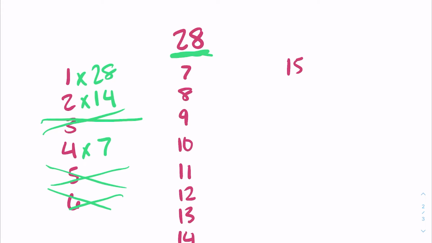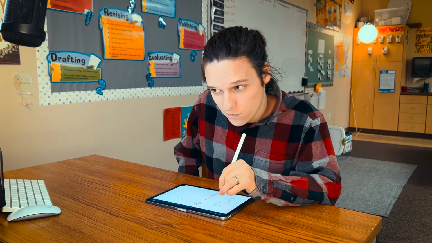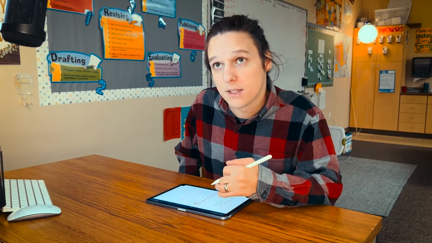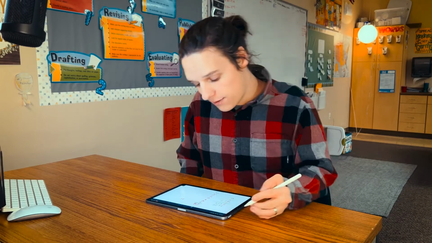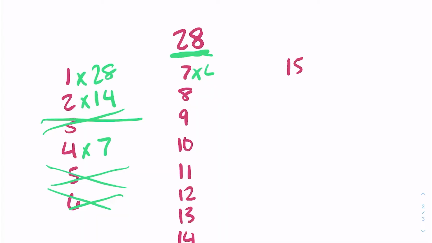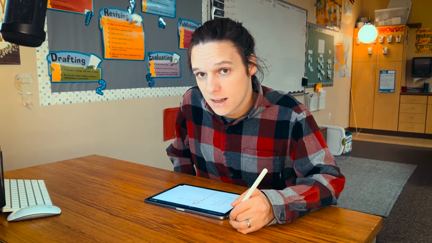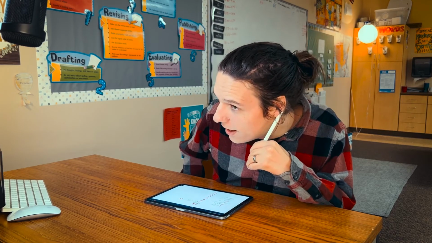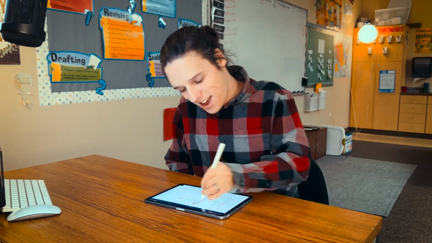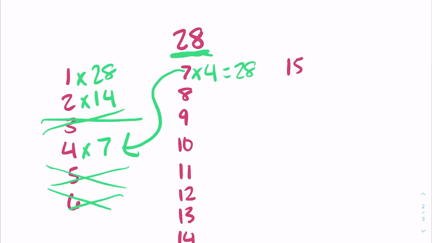Next, 7 times something will get me to 28. Ugh. Let's see, 7 times 3 is 21. Oh, 7 times 4. So we're going to write 7 times 4 is equal to 28. What was that? Definitely. Yeah, we repeated ourselves. Hip, hip, hooray. To those of you that caught that, great job. To those of you that didn't, that's okay. You'd have caught on eventually.